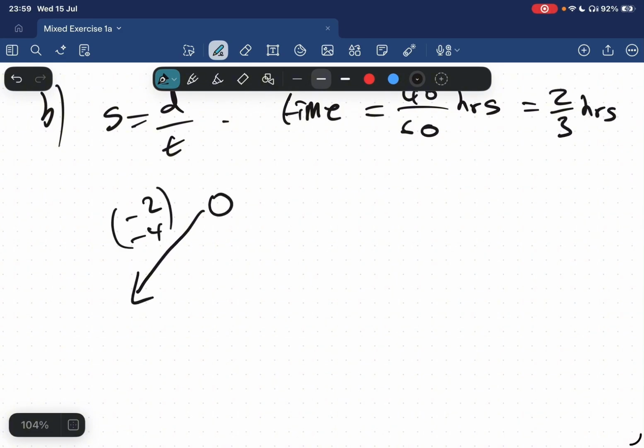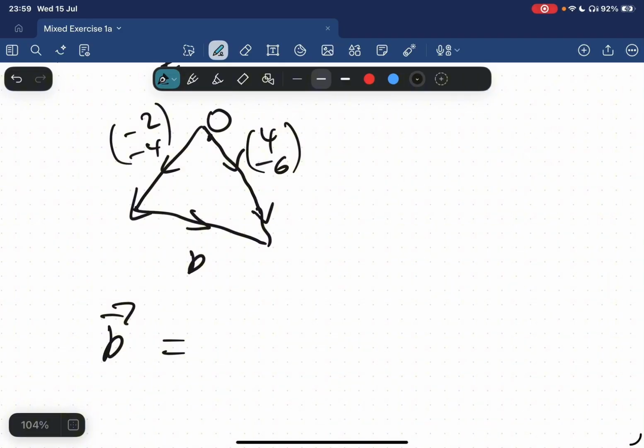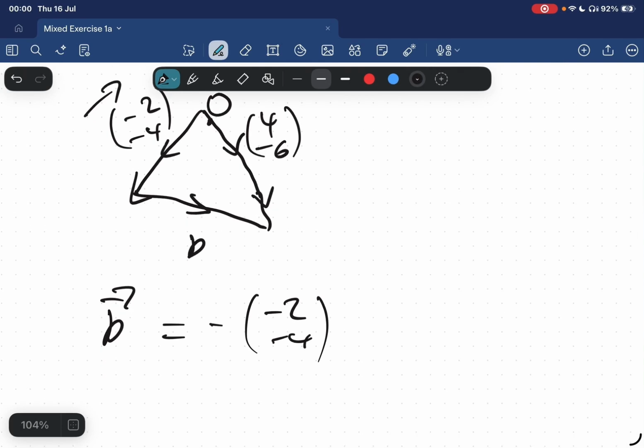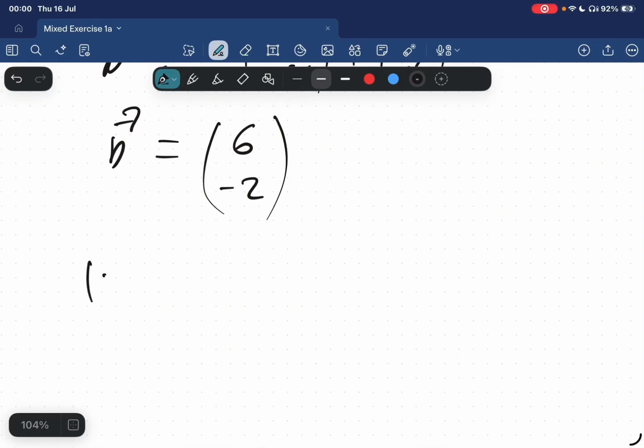So we had -2, -4 from the origin, and then we had 4, -6 from this origin here, going this way, going this way. And then our drift here, we'll label D, is kind of the path that S is taking as it drifts. So what is D? Well, it's -2, -4, because we're going against the flow in the opposite direction. And then we're adding 4, -6. So we got 2 plus 4, 6, and 4 take away 6.